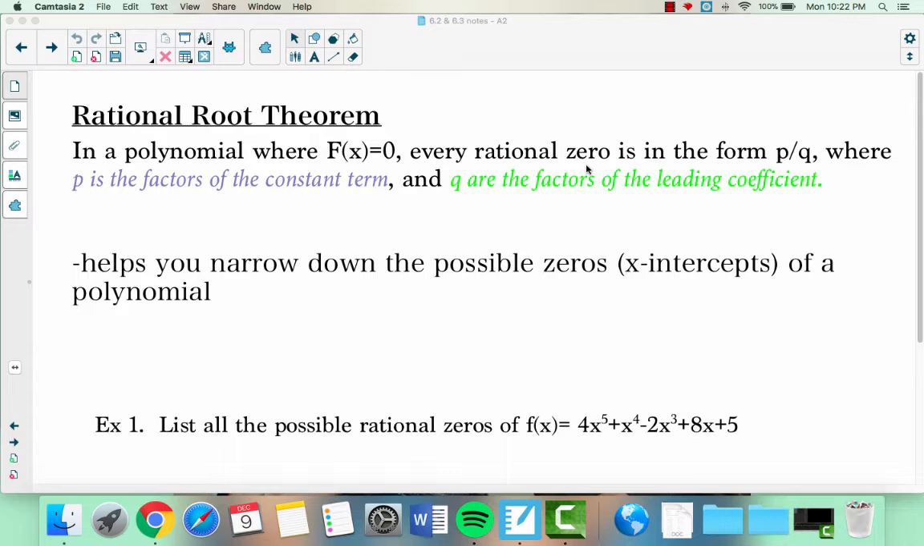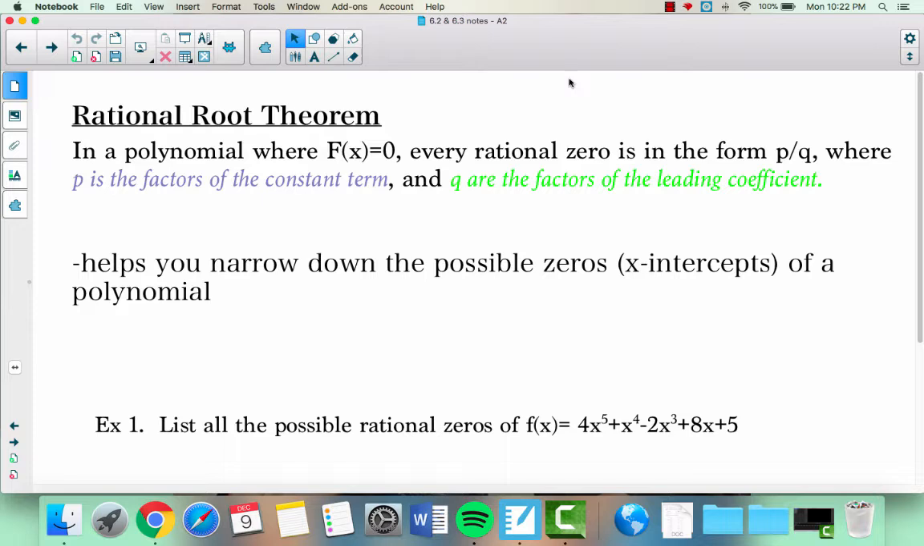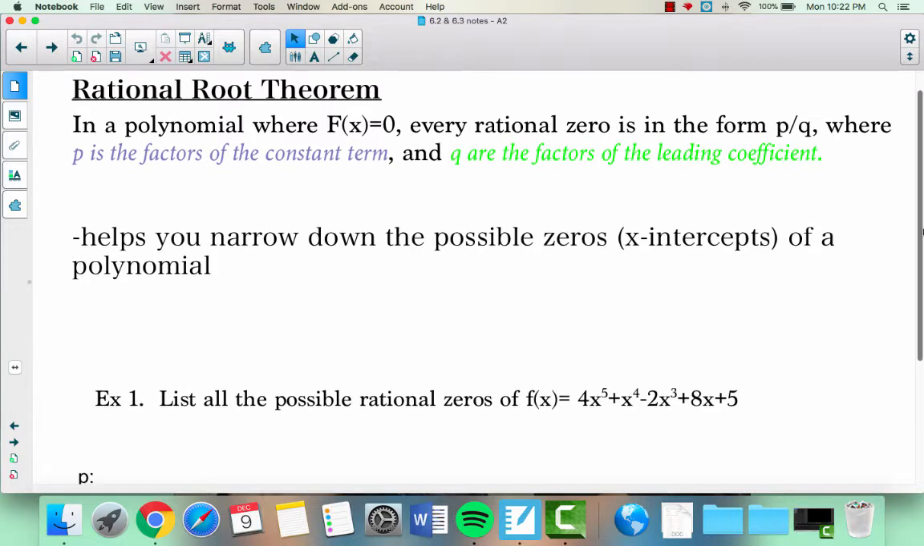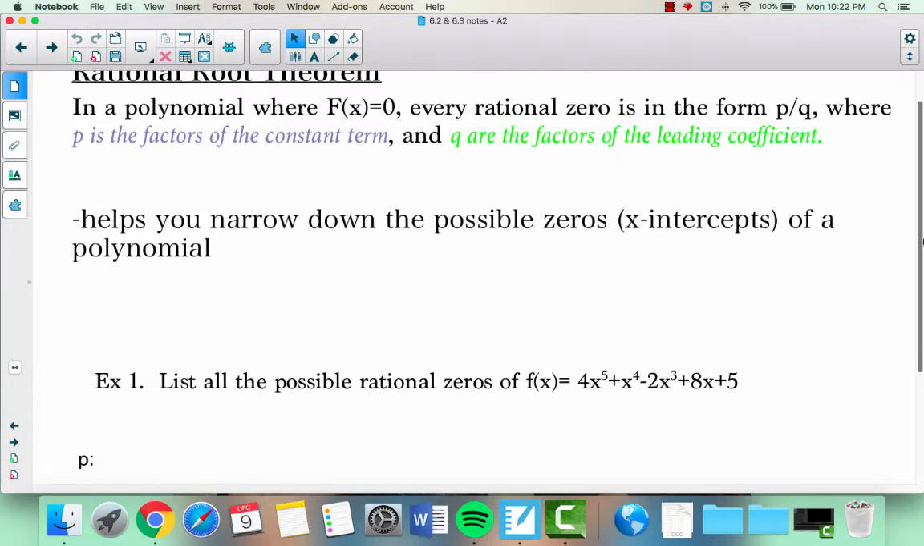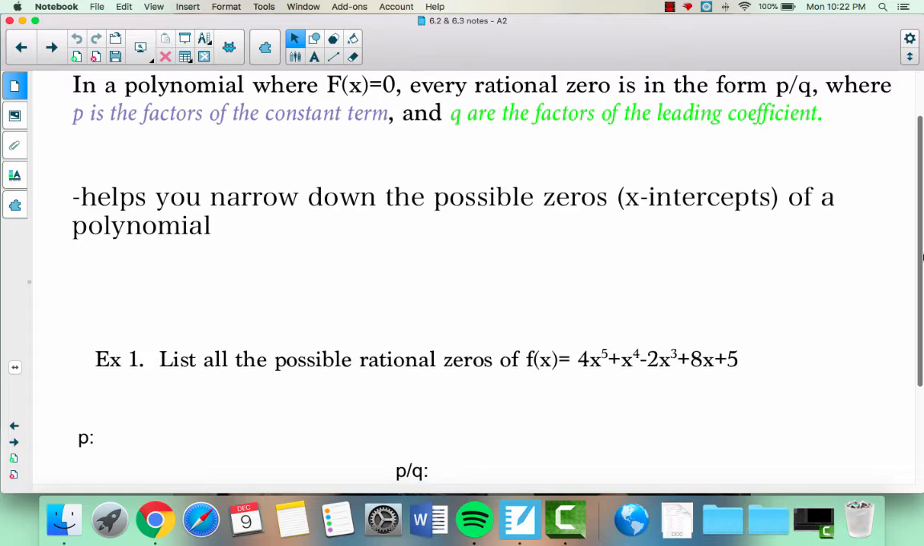P are the factors of the constant in the equation, and Q are the factors of the leading coefficient. And the leading coefficient is the number that's in front of your highest degree. So it's very important that you know which two numbers you're going to be working with. All the other numbers in your polynomial don't really matter. Those aren't going to be helpful in terms of actually deciding what your possible zeros are. And the reason this theorem is so important is that it can help you identify or at least narrow down where your graph is going to hit the x-axis.